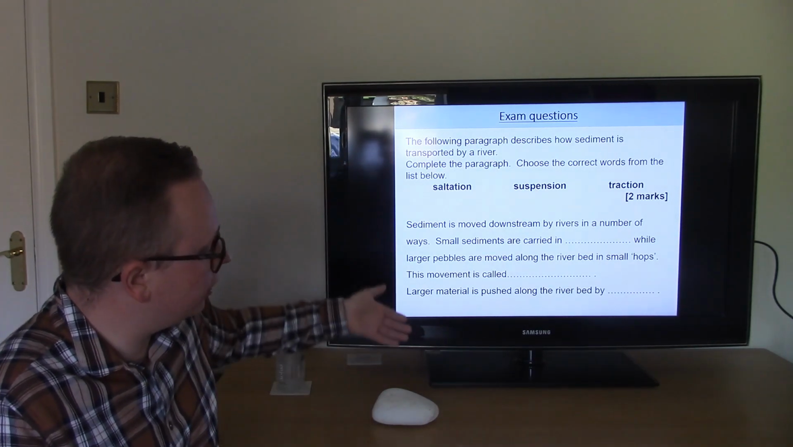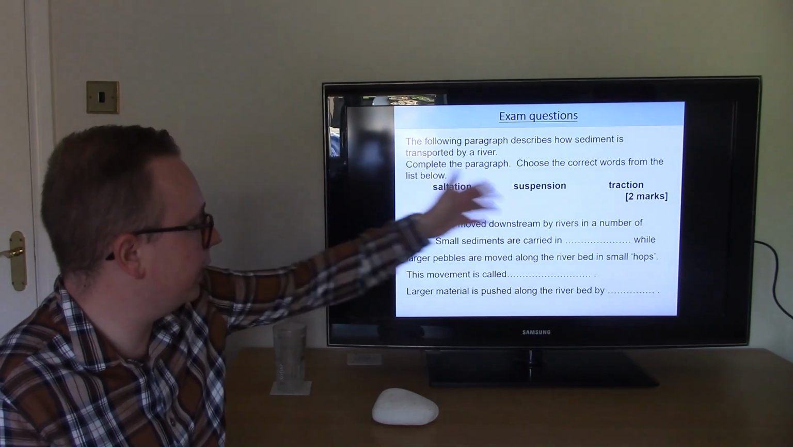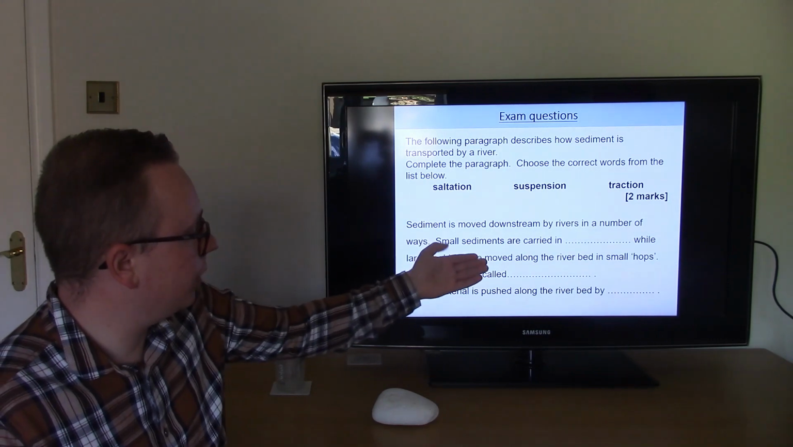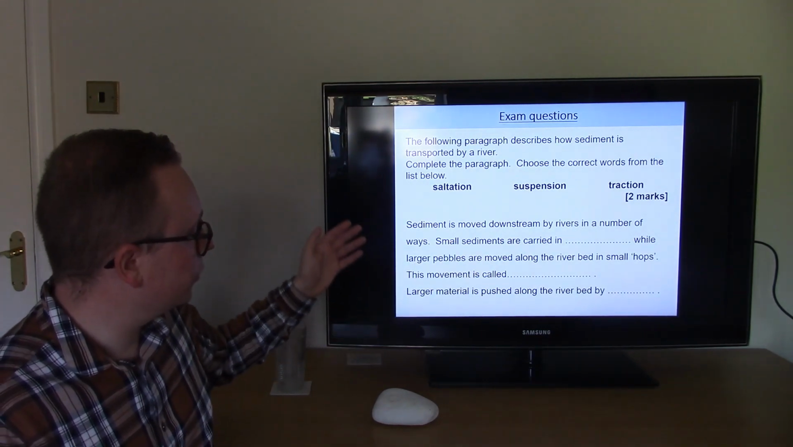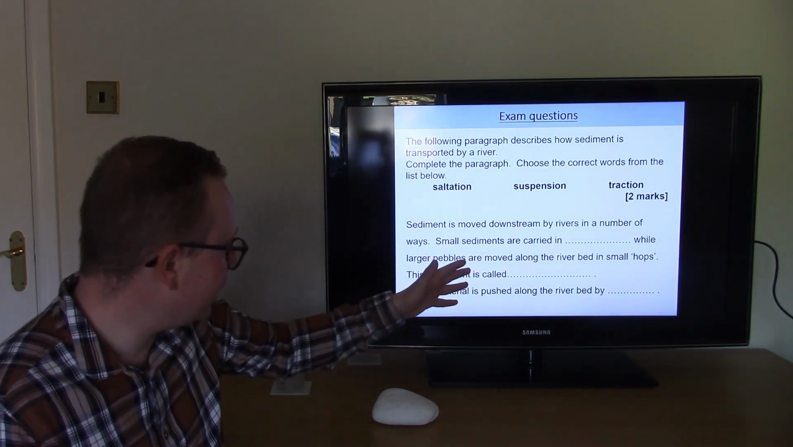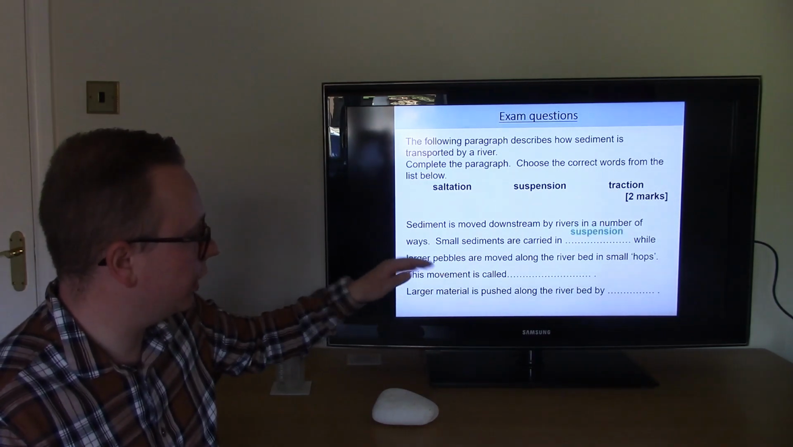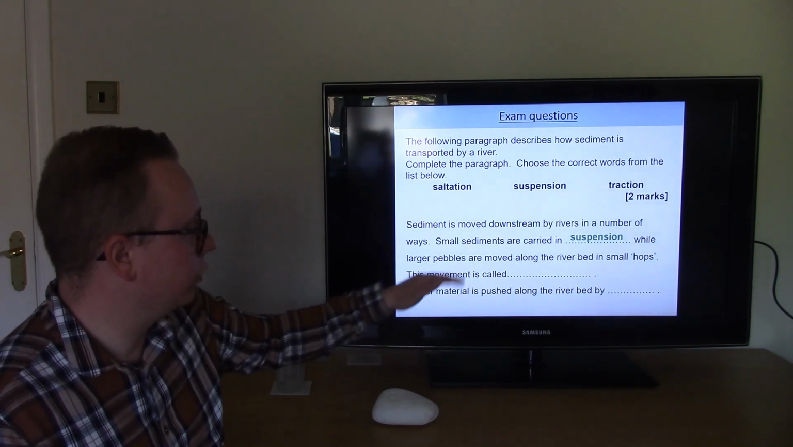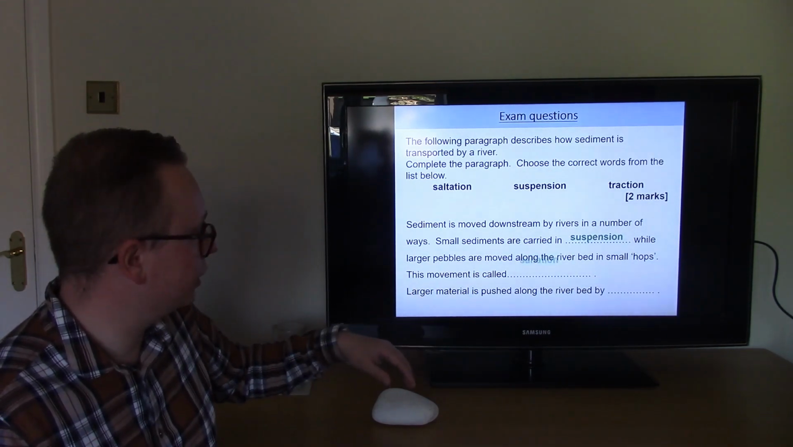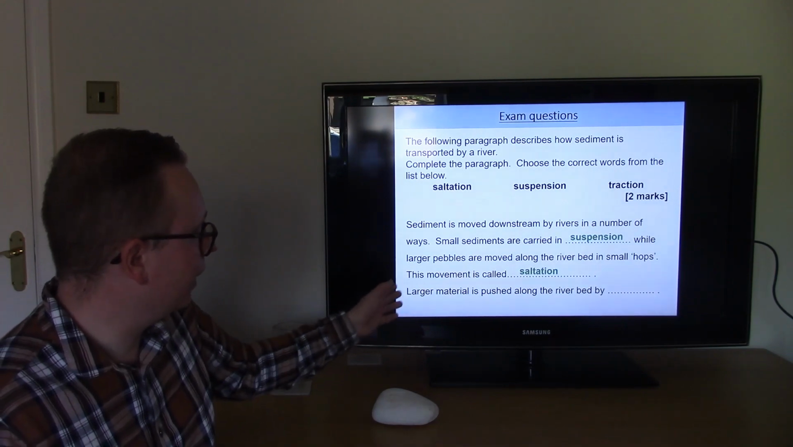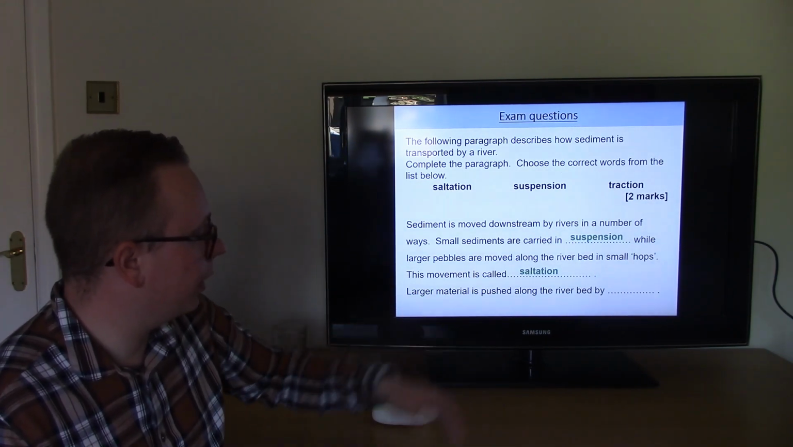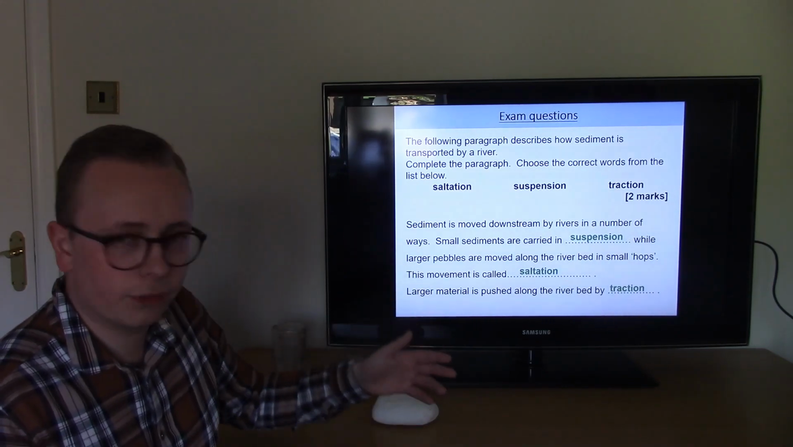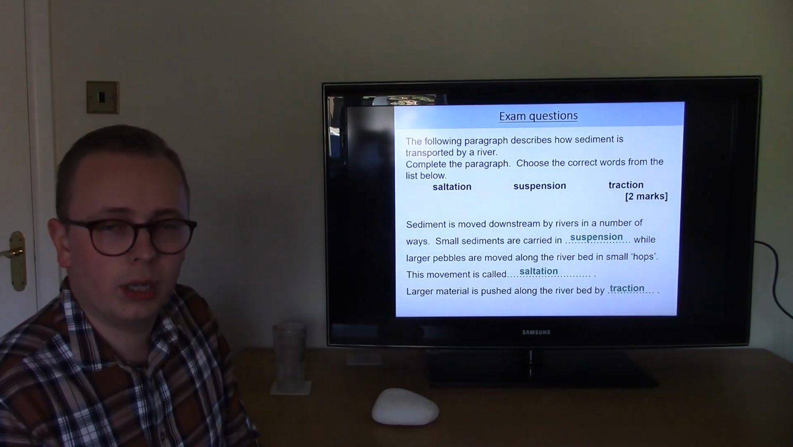So we've been given a sentence, a couple of sentences. We need to fill in these processes into those sentences. So sediment is moved downstream by rivers in a number of ways. Small sediment is carried in... That's going to be suspension. Our smallest material is carried in the water column, while larger pebbles are moved along the river in small hops. We know that process is saltation. And then finally, large material is pushed along the riverbed by traction. So it's a 2 marker, all correct for 2 marks, 1 correct would get you a single mark.